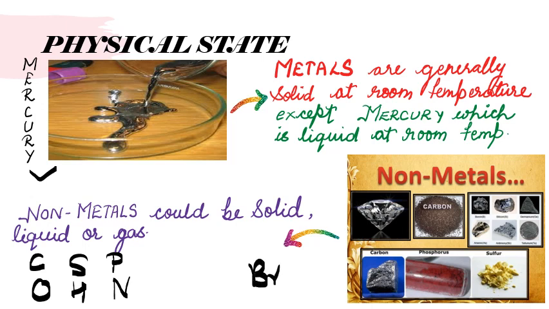So these are the two properties which we have learned about metals and non-metals. We will learn about other physical properties also, but in the next classes.